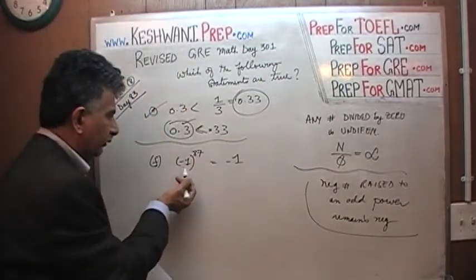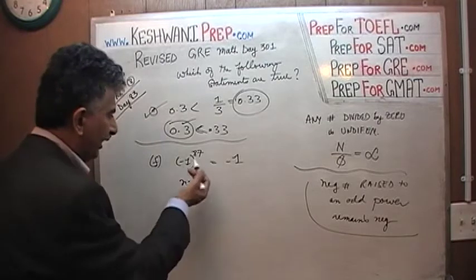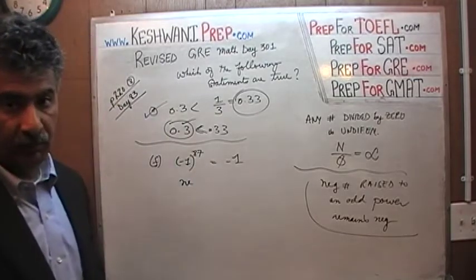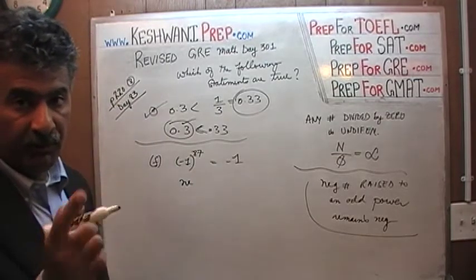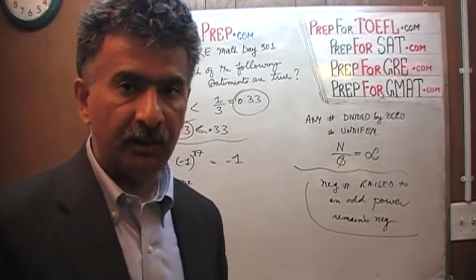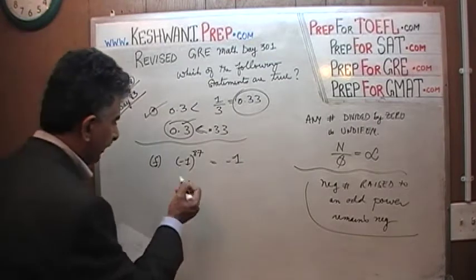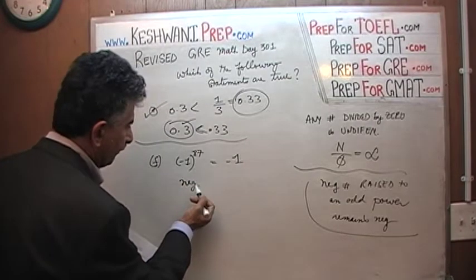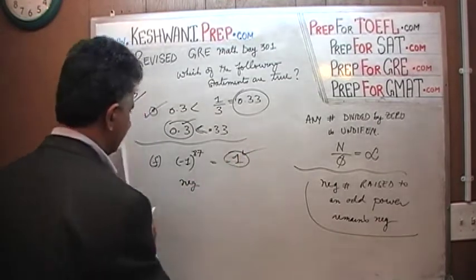Similarly here, negative 1 raised to 87, even though it's a very large power, especially in this case because the base is only 1, it just switches between negative 1 and positive 1. Every time the power is even, it becomes positive 1. Every time it's odd, it becomes negative 1. So this is negative 1. That is true.